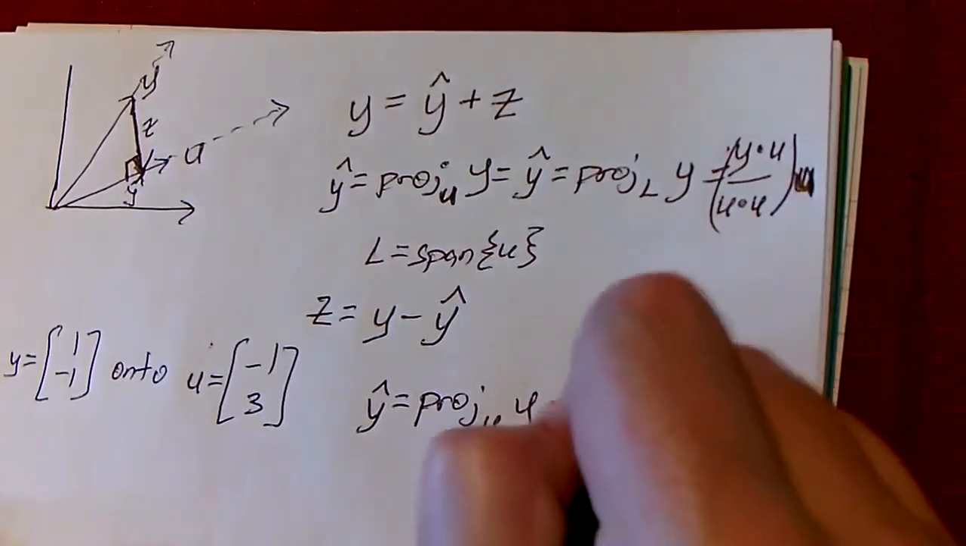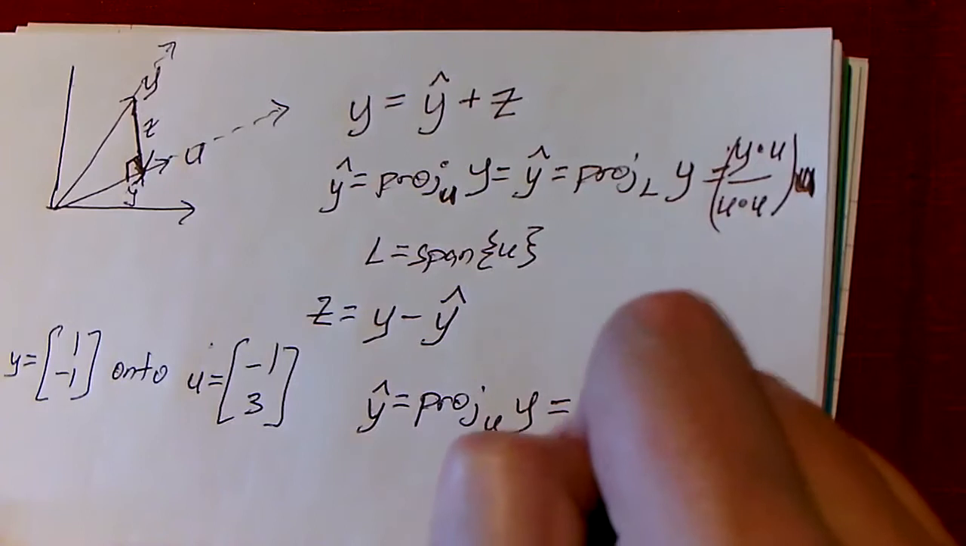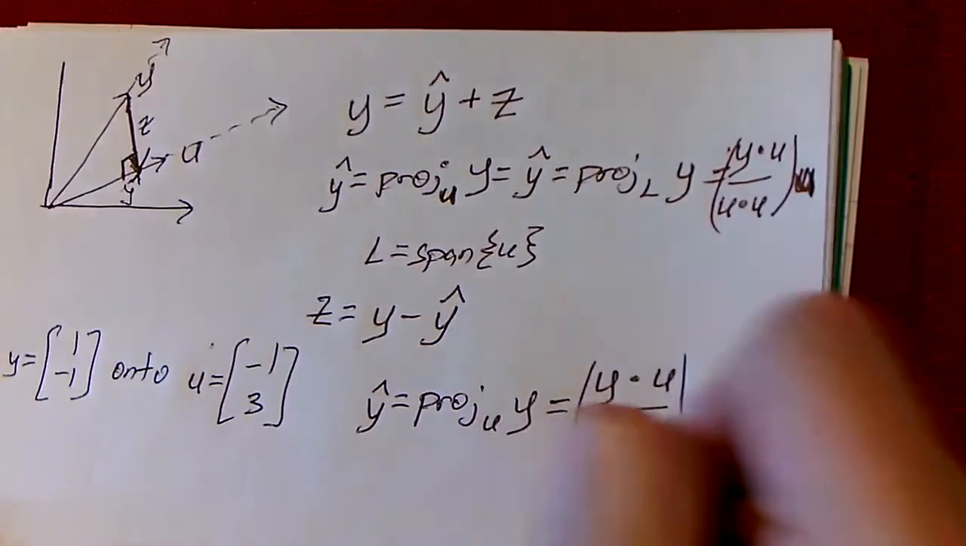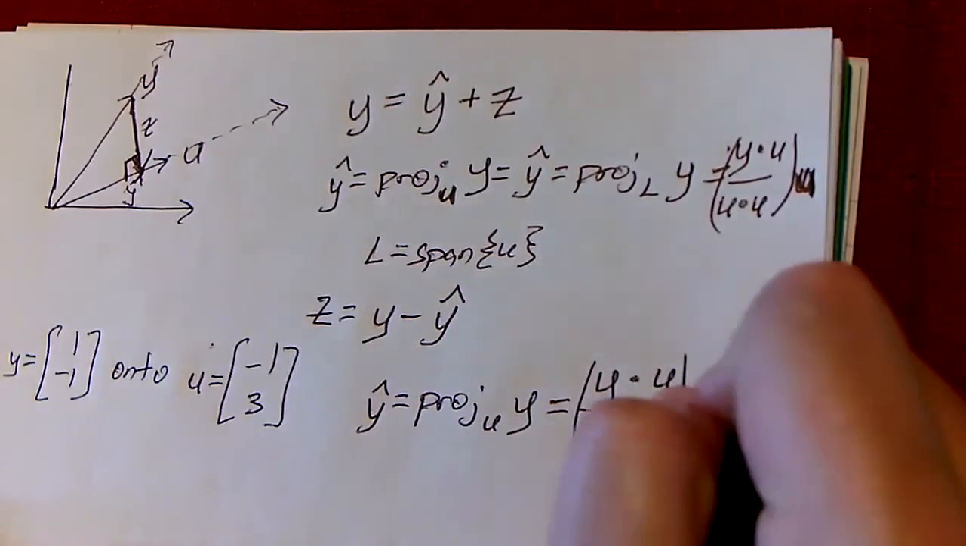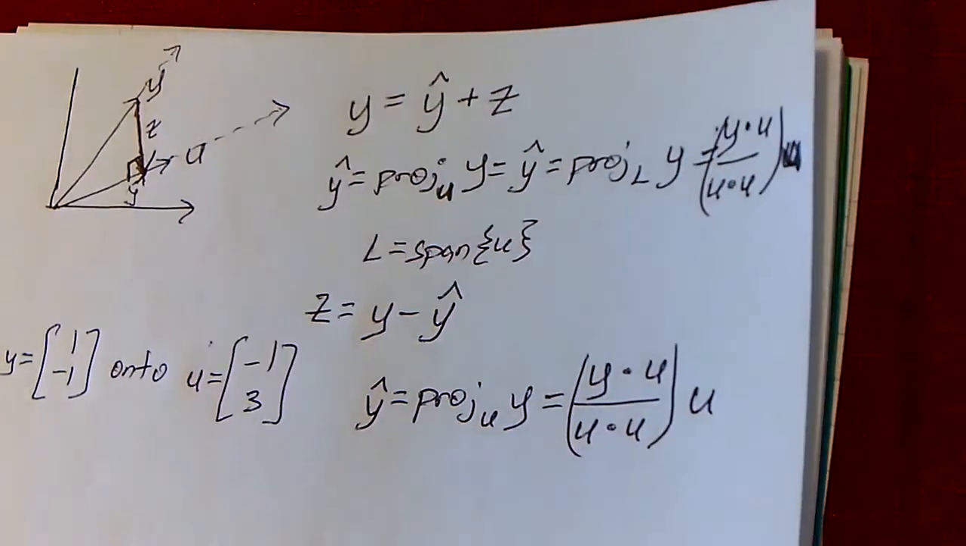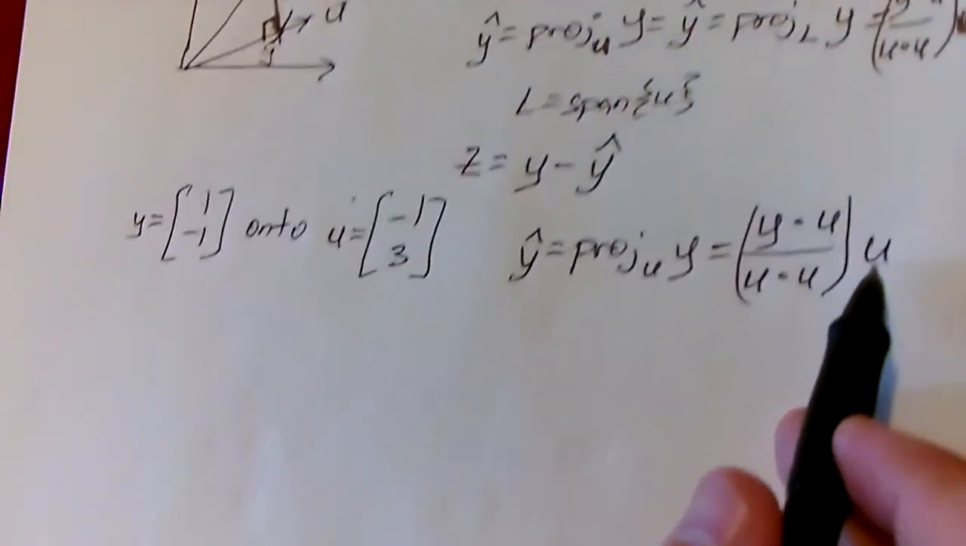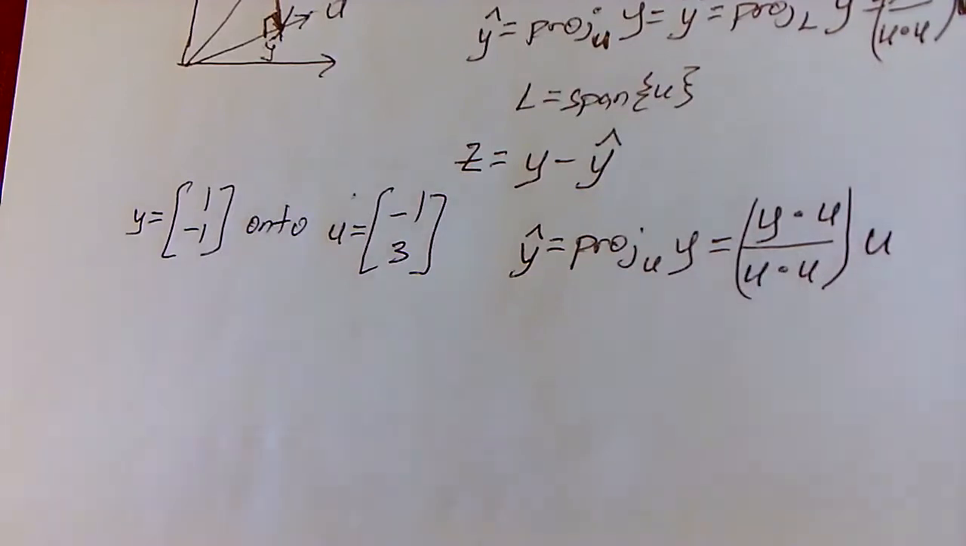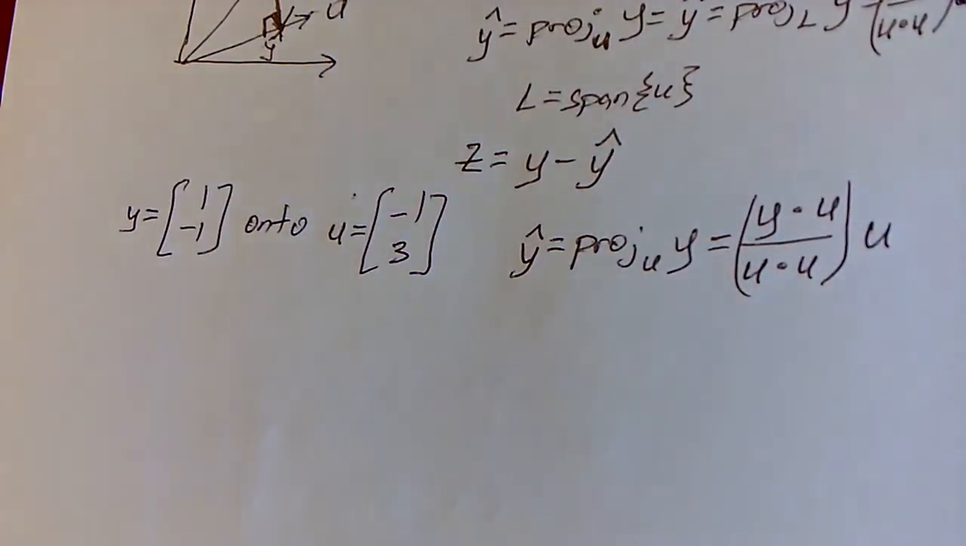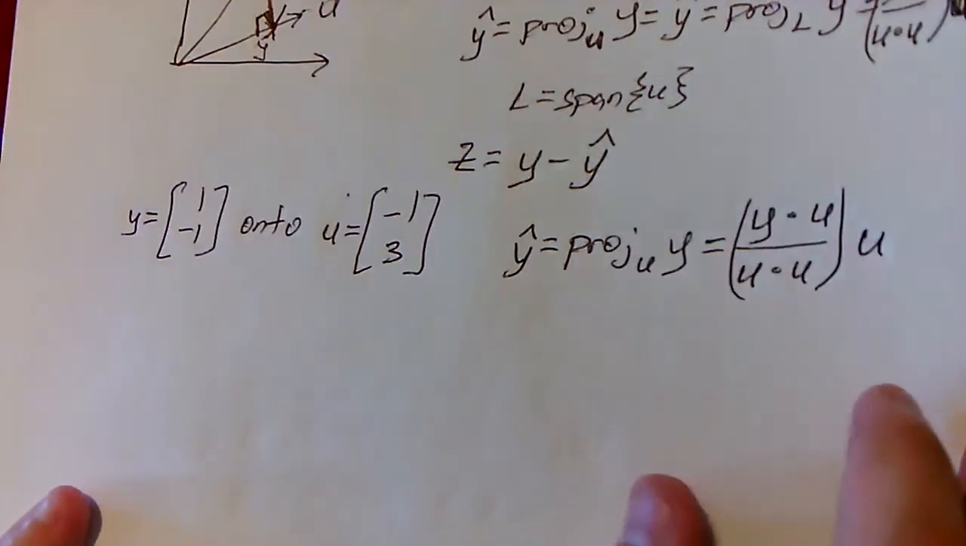I'll write it again down here. Y dot u on top, u dot u, notice that is just a number. A number divided by a number is a number, and then times the vector u, because it should be a linear combination of u. So this is just the weight in the one vector set. The one vector is, of course, linearly independent because it's not the zero vector. So that's what we will have.